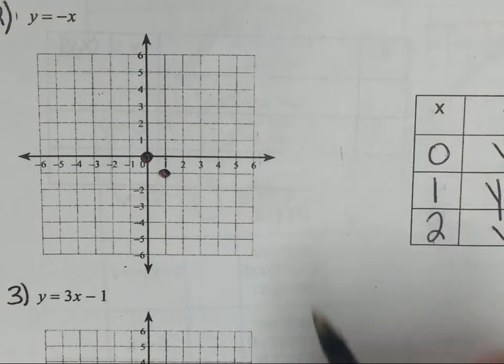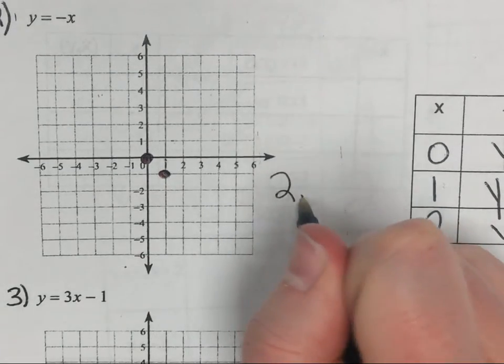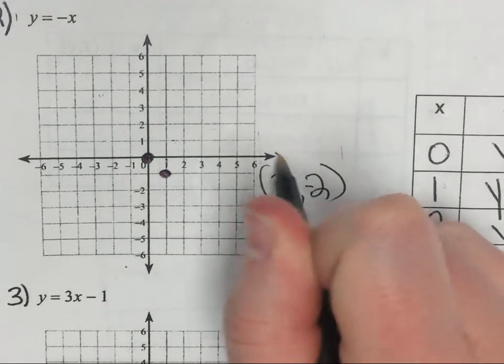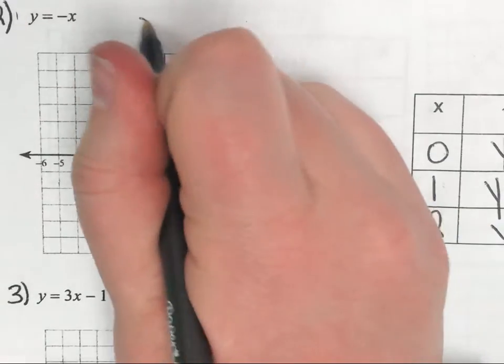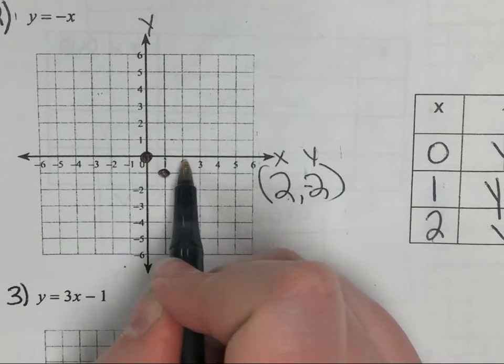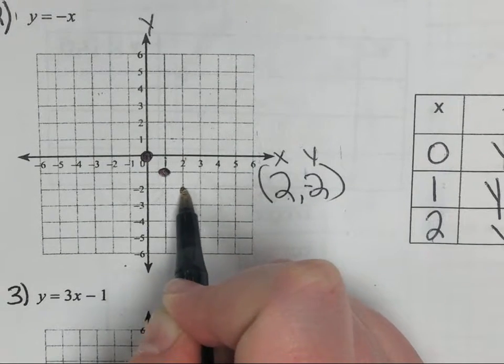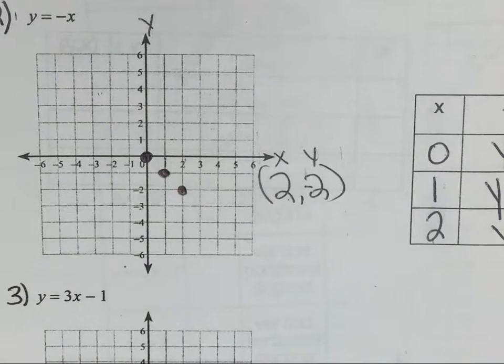Then the next one's positive 2, negative 2. That's (2, negative 2), x, y. This is our x-axis, our y-axis. So that means we are going to go right 2, down 2. Why are we doing 2?